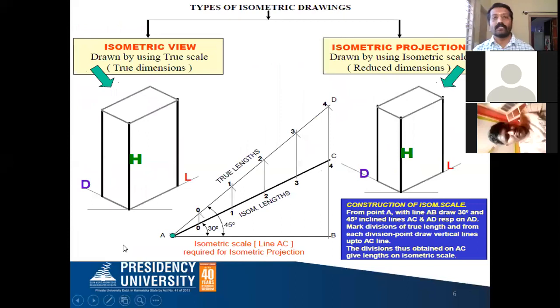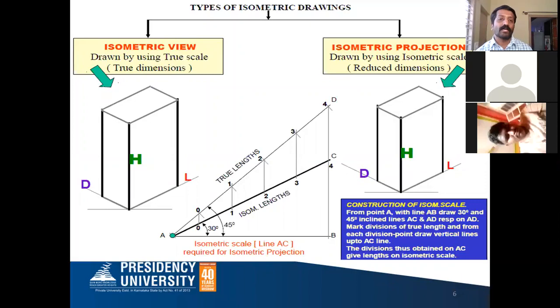In this slide, I have given the difference between isometric view and isometric projection. Here a rectangular prism has been taken into consideration. The isometric view is drawn to scale without any reduced dimension; then it is called the isometric view. Isometric projection is drawn using the isometric scale dimension, which is always a reduced dimension; then it is called the isometric projection.